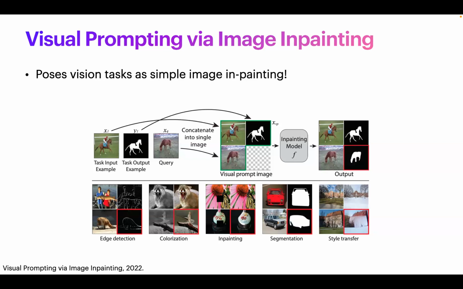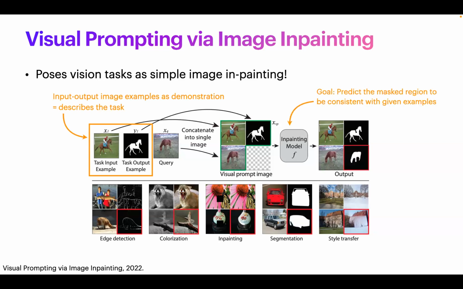So they give, like in context learning and language, they give a demonstration, and this describes the visual task, and they concatenate that with the image to create this, and it is given as input to the inpainting model. And by different context examples, this will form different vision tasks.